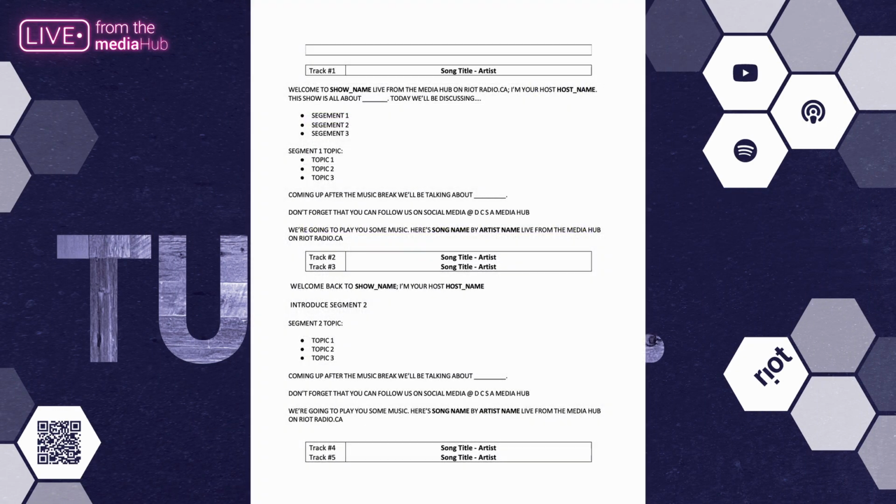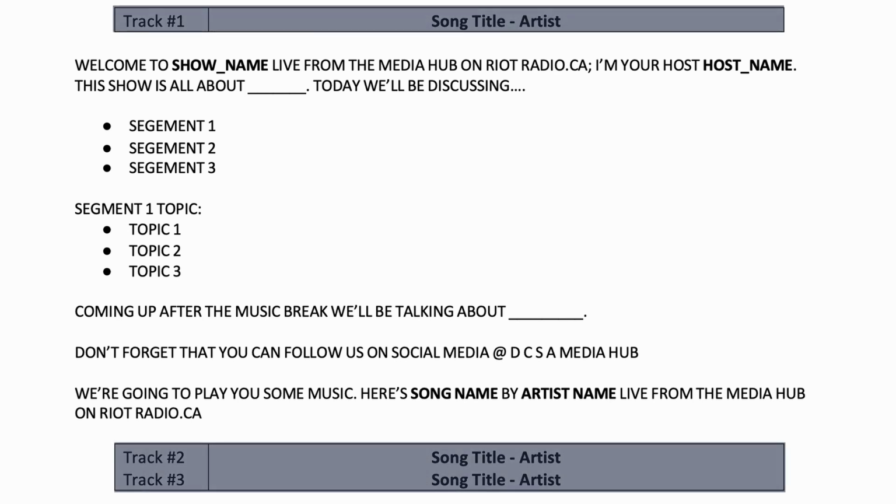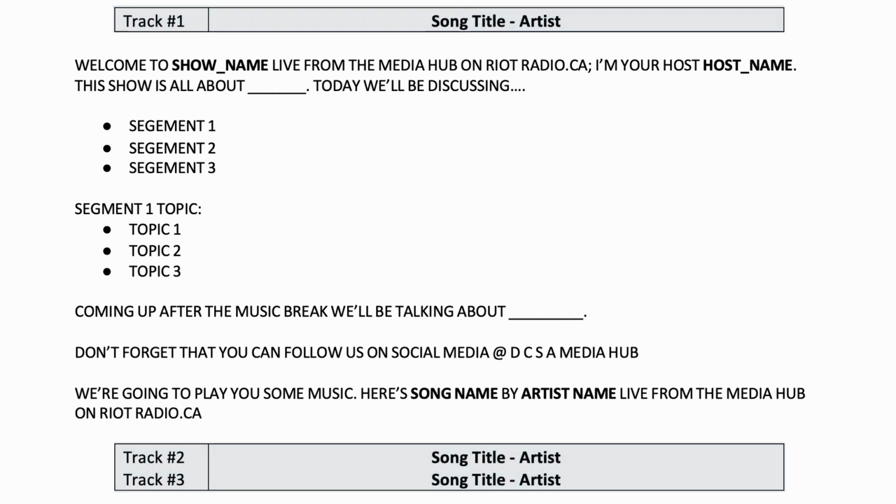The next page contains all of the content that you'll be talking about throughout your show. Your content should be written in point form and used as a guide during your show rather than reading off your script. The track boxes are where your music breaks go. They must match the first page track list in order.